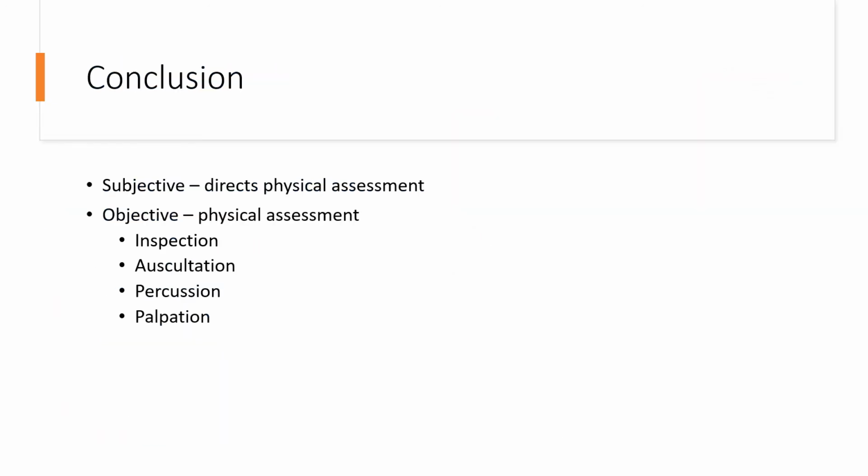Now, in conclusion, remember your subjective data directs your physical assessment. Use old carts to collect that subjective data, and make sure to explore their past medical and surgical history along with their medicines. And objective data includes inspection, and remember, it's a different order than the rest of the systems. Inspection, and you're looking at contour, symmetry, umbilicus, skin, pulsation or movement, hair distribution, and demeanor of the patient. Are they comfortable or uncomfortable?